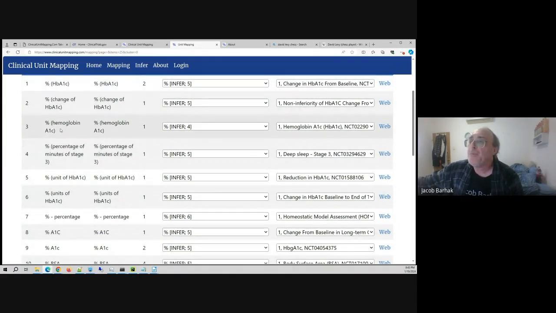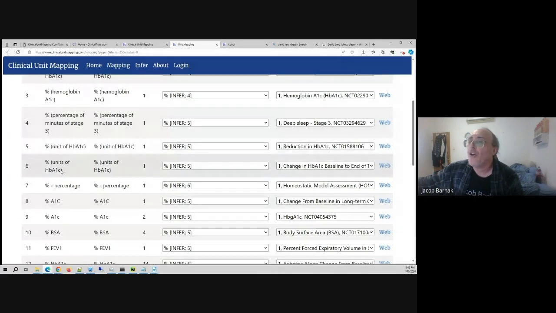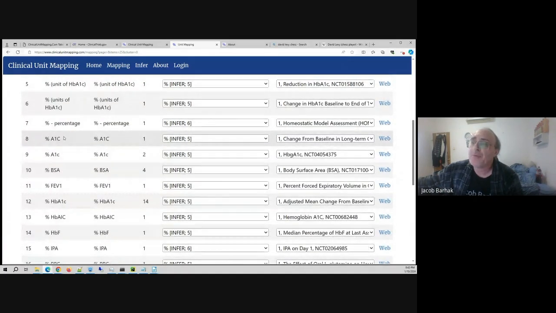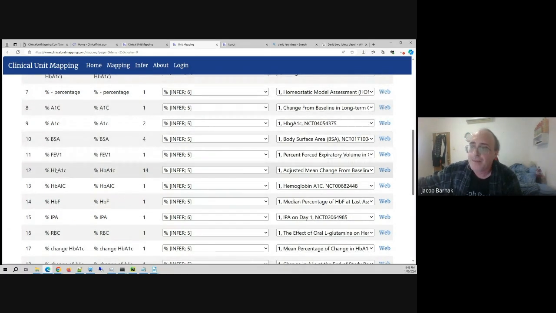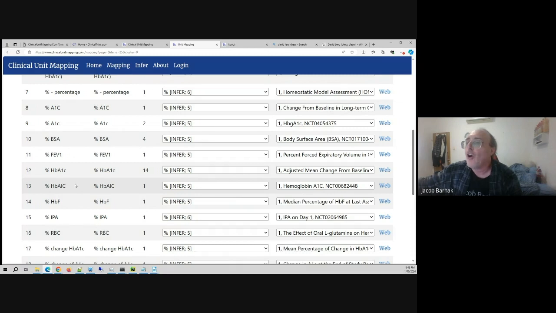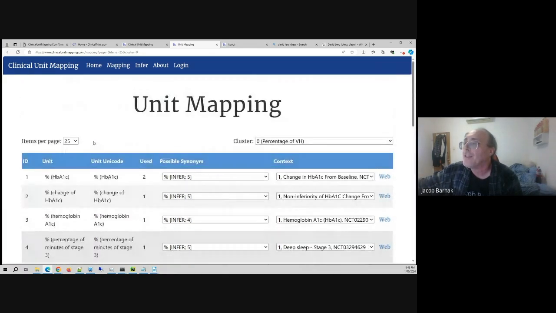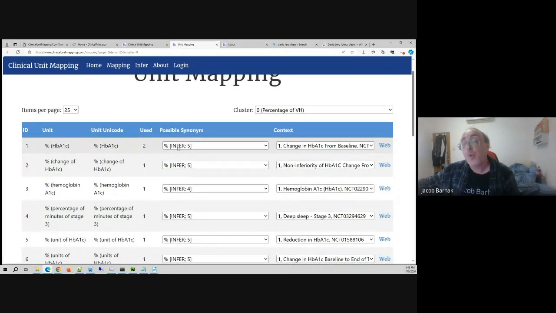See how many HbA1cs there are? All of those are HbA1cs. HbA1c and A1c are the same thing. Notice people write it the same thing, once with a big C, once with a small c, sometimes like this, sometimes like that. All of these are the same, and all of these should be inferred into percent, which you see here. These are the possible synonyms, what the system knows after it's been trained on an AI.